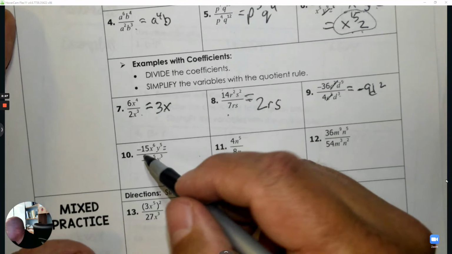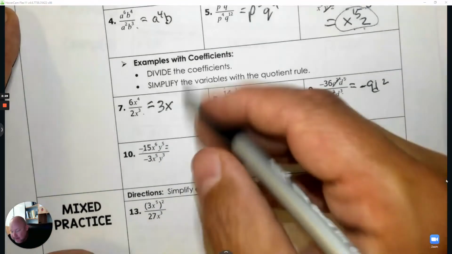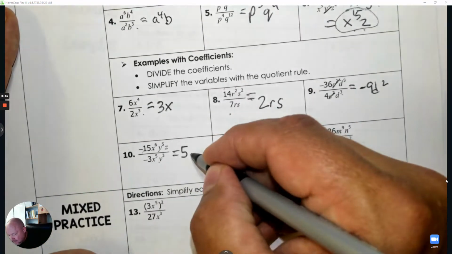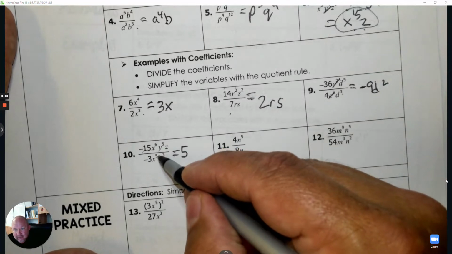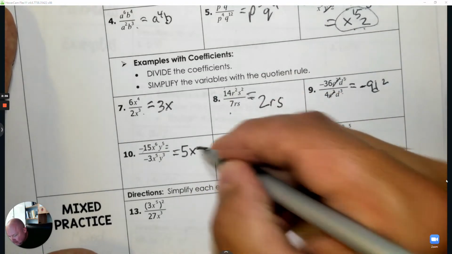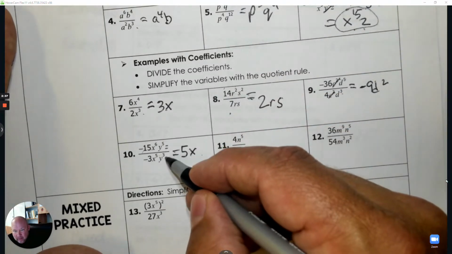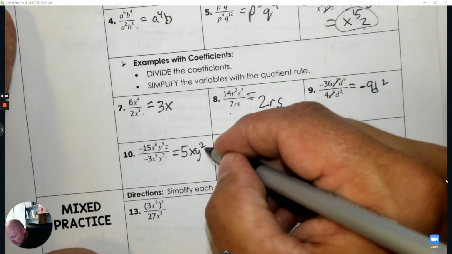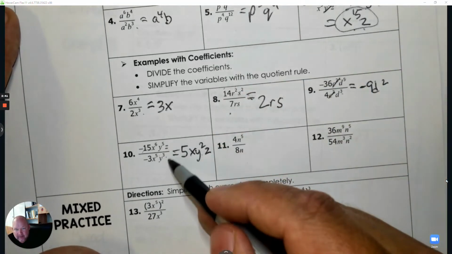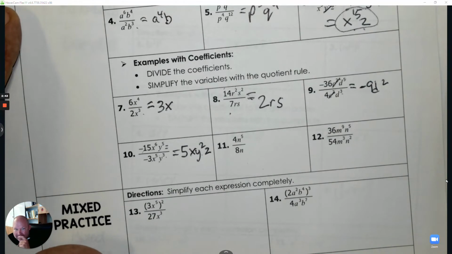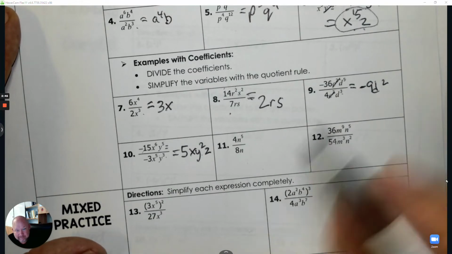Number 10. Negative divided by negative is positive 5. 6 take away 5 is 1x. And 5 take away 3, that's 2. And there's just a z, and there's nothing dividing it, so you just write it right beside it.